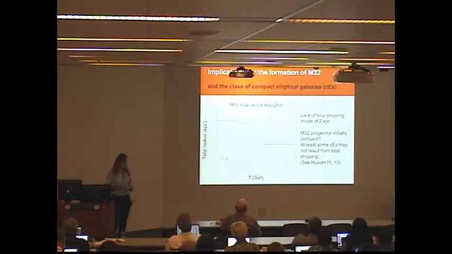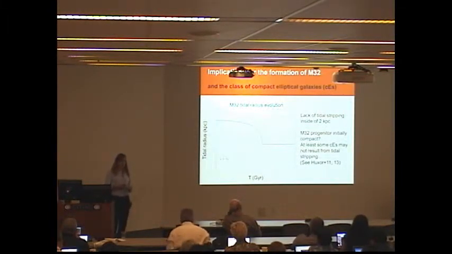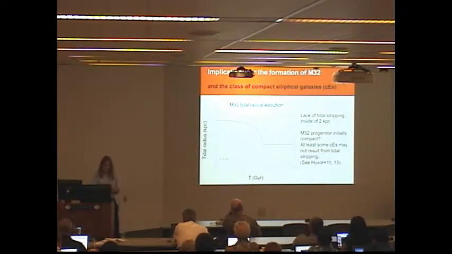And we found that in M32's case, tidal stripping is not nearly strong enough to reach those kinds of half-light radii. Like this, the dotted line is the half-light radius of M32, and tidal stripping never reaches inside of 2 kiloparsecs. So that suggests that at least some compact ellipticals are not the result of tidal stripping, and that they might start off as intrinsically compact objects before they interact with any host galaxies.